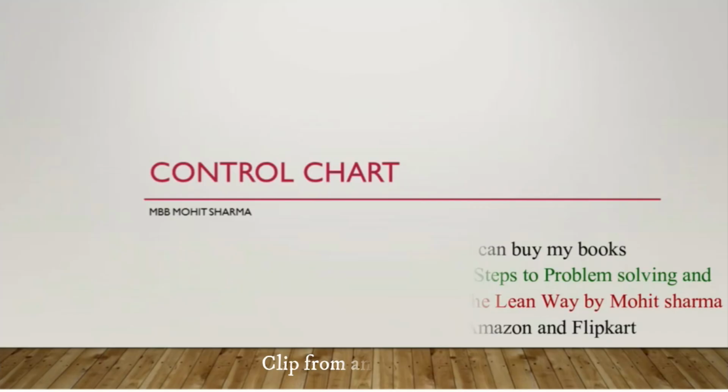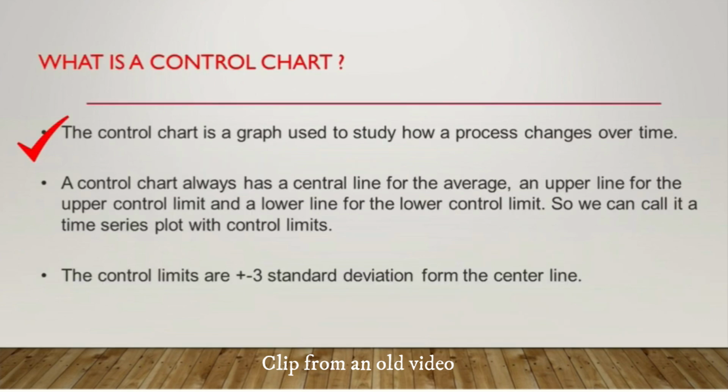There are control charts. There are two types of data that we have spoken about. One is called continuous and one is discrete. The control chart is a graph used to study how a process changes over time. A control chart always has a center line for the average, an upper line for the upper control limit, and a lower line for the lower control limit. So we can call it a time series plot with control limits, basically a run chart with control limits. These control limits are plus minus 3 standard deviations from the center line.